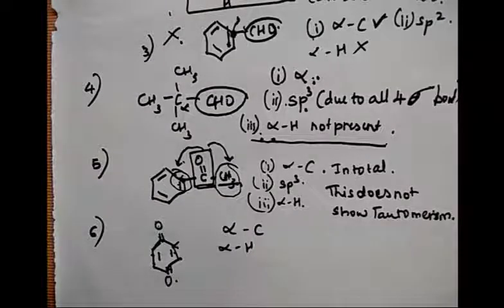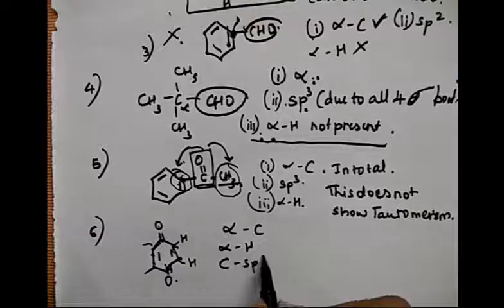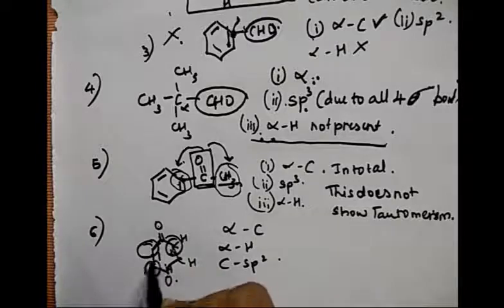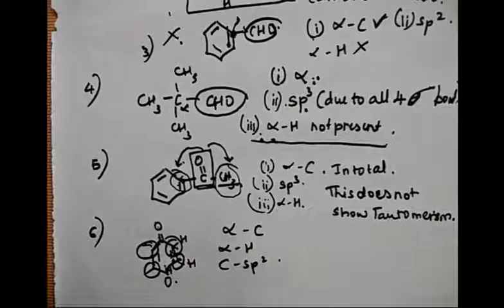Now in the sixth example, we'll see alpha carbon is there for both of these groups. Alpha hydrogen is there as well, but the carbon is sp2. The alpha carbon in all the cases over here is sp2.